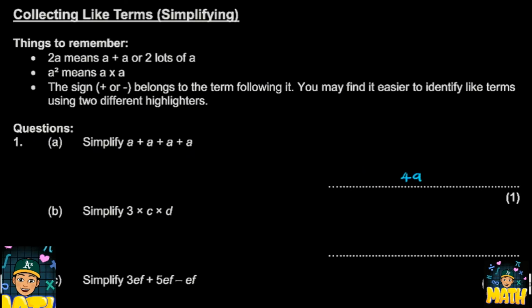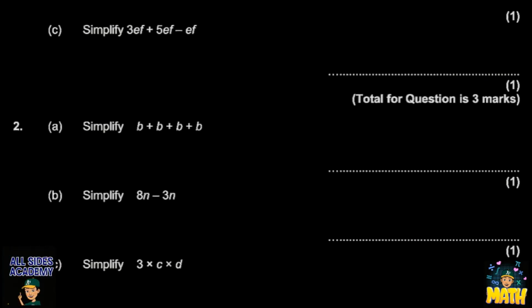And the next question, we are basically looking at collecting like terms and in this case, we will be looking at simplifying numbers and expressions. So simplify a plus a plus a plus a. Those are 4 a's, so that will be what we have right there. Simplify 3 times c times d, so that will be written as 3cd.